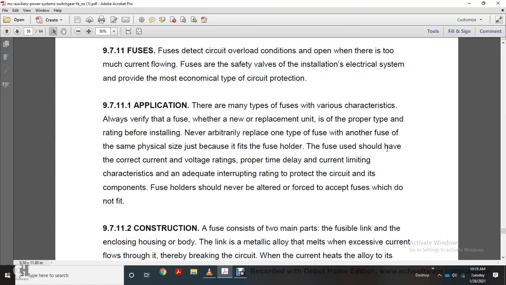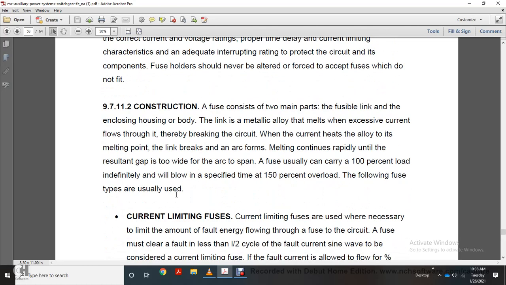fuse holder. Fuses should have the correct current and voltage rating, proper time delay, and current limiting characteristics, with the adequate interrupting rating, to protect the circuit. The components of the fuse holder should never be altered or forced to accept fuses when they do not fit.